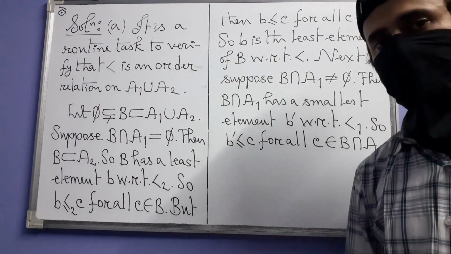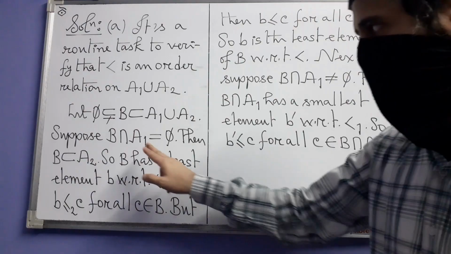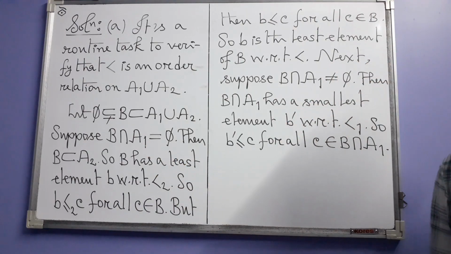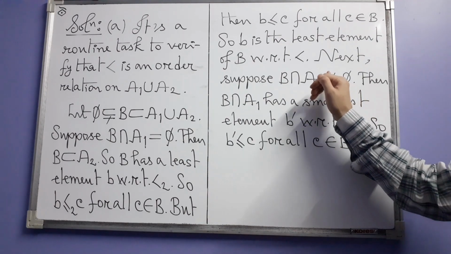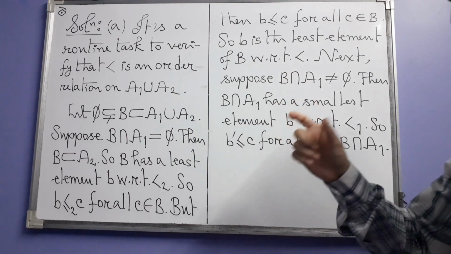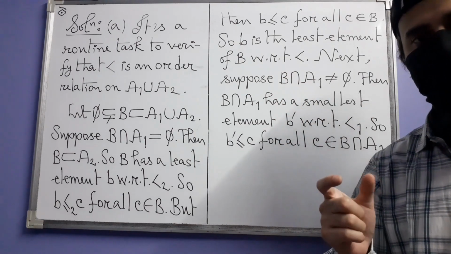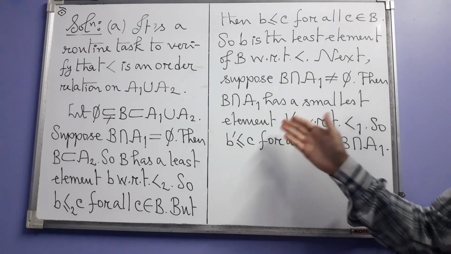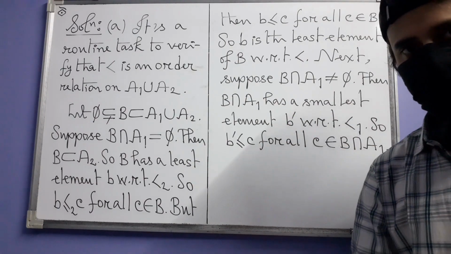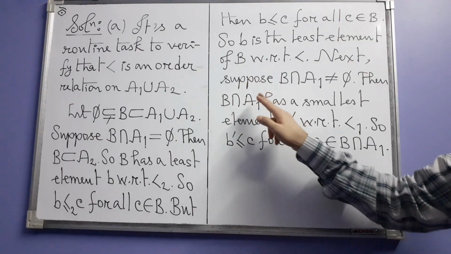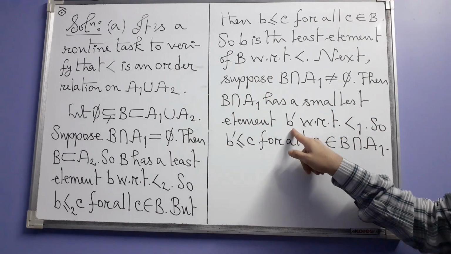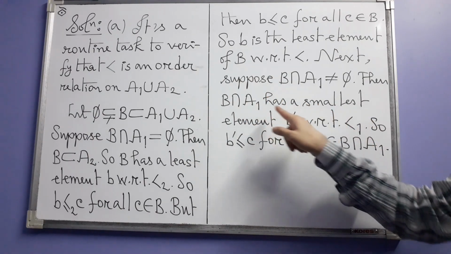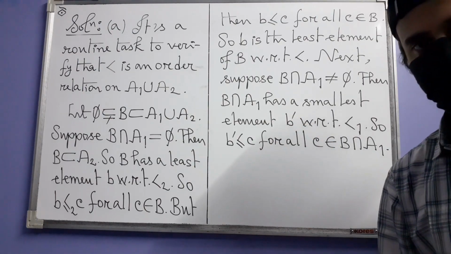But there is that other case where B and A1 are not disjoint. Okay, so they have some element in common. So if that is the case, then B intersection A1 itself becomes a non-empty subset of A1. And A1, just like A2, is also well ordered. So this non-empty subset will have a smallest element with respect to the order relation on A1. Let's call it b prime.